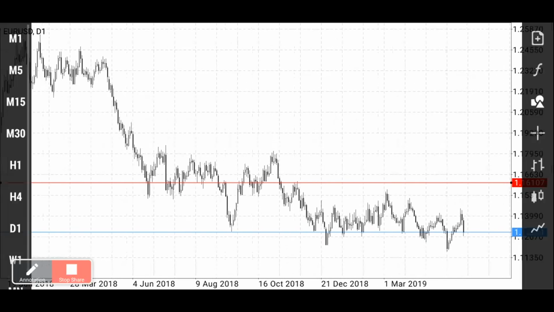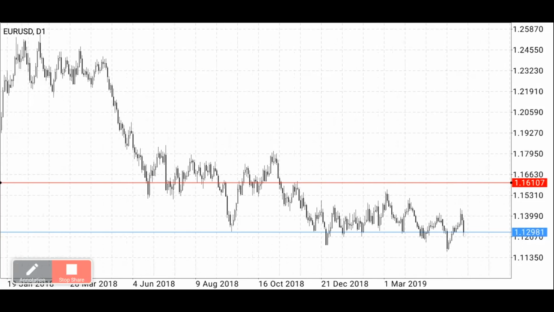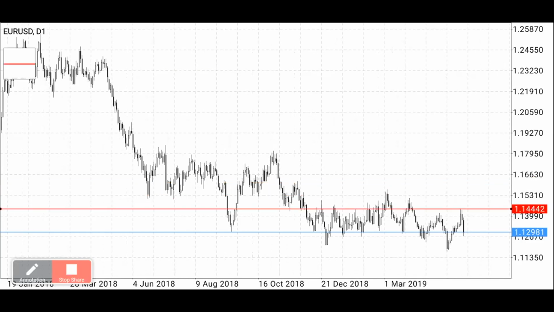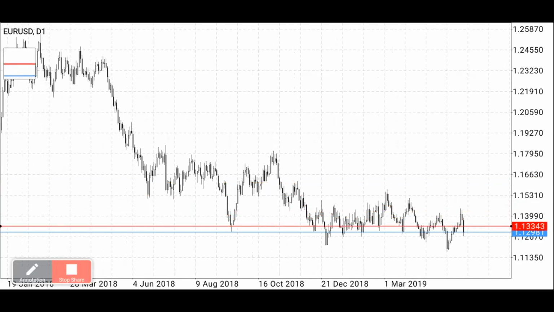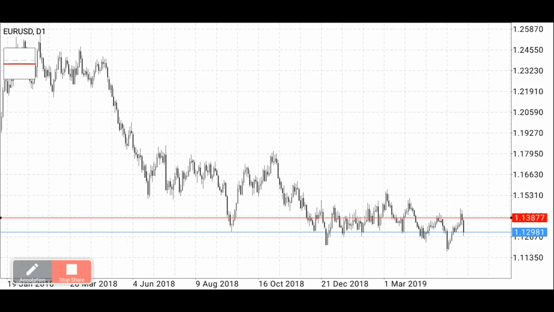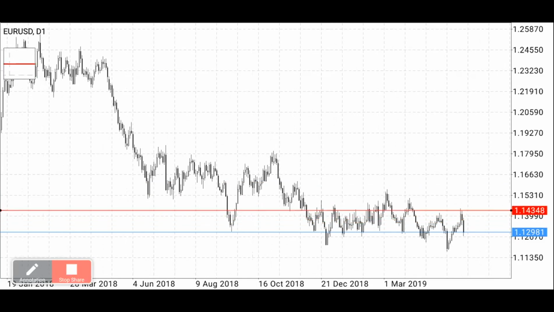I wonder why the line's not popping up. Yeah, click the line, click the red line, and then move it. Oh, okay. All right. So that's where price is at, I'll say.